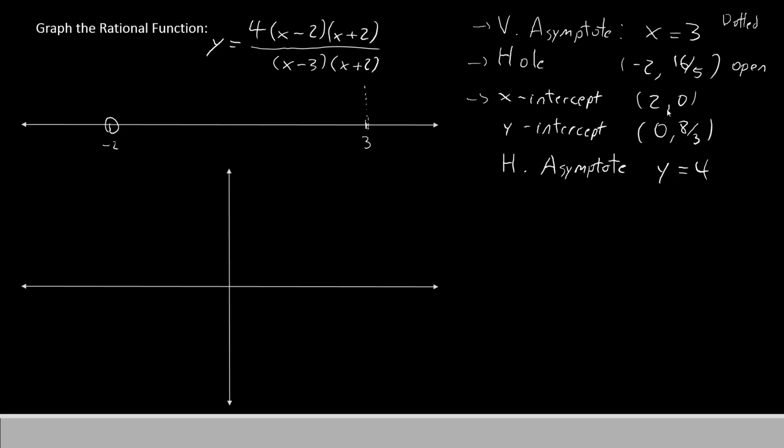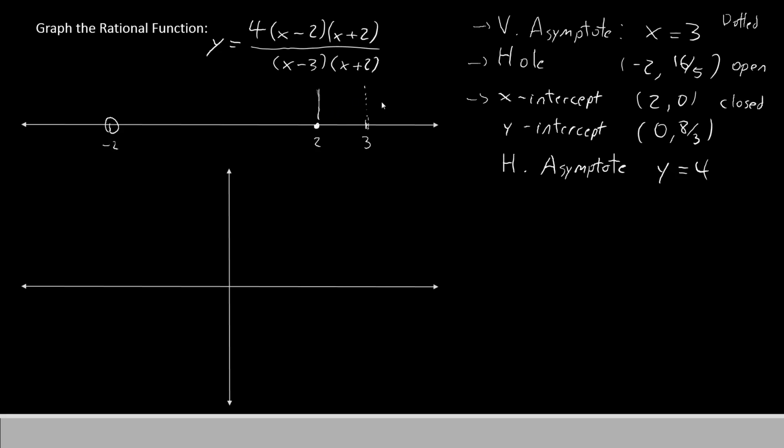I also have my x-intercept, which is 2 comma 0. So we'll go over here to where 2 would be. And this is going to be a closed dot right here at 2. I'll also draw a solid line here.